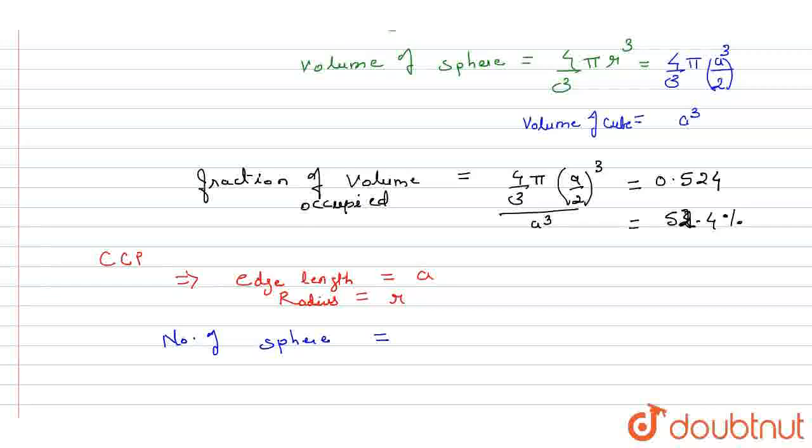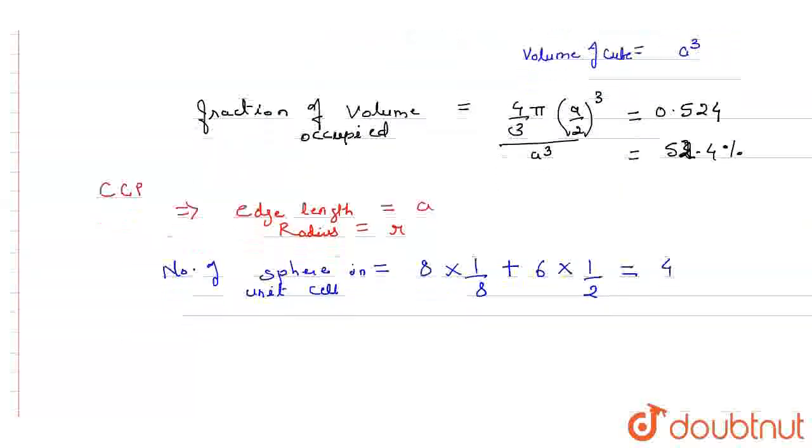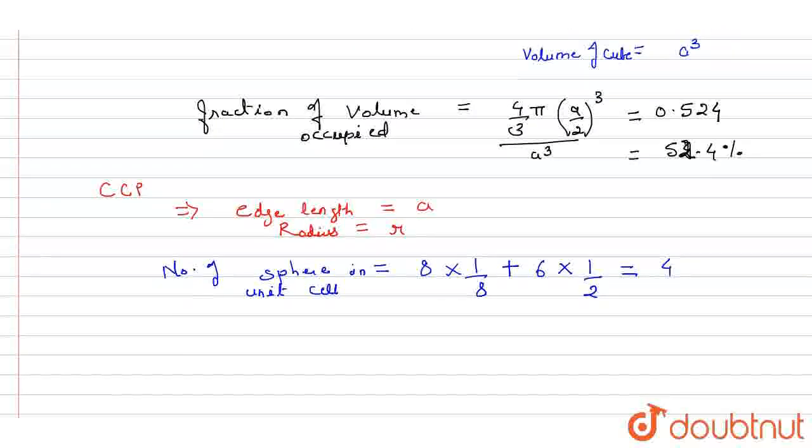So from this the number of spheres in close packing will become 8 into 1 upon 8, plus, as we know, the contribution of atoms at the faces is equal to 1 by 2, and here 6 atoms are present at the faces. So the number of spheres in the unit cell will become 4. Now first of all we have to identify the value of the face diagonal.